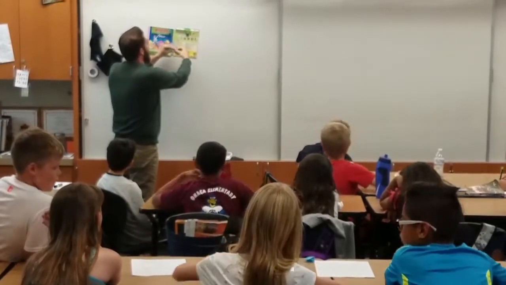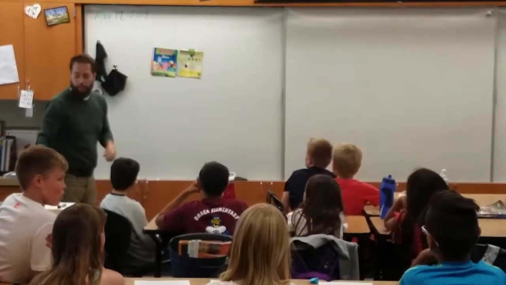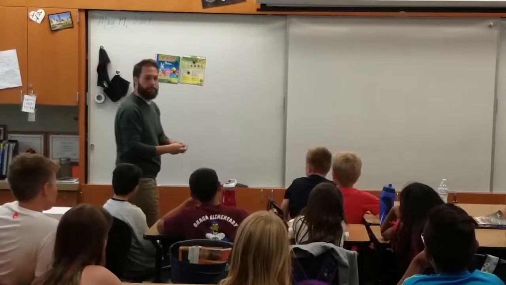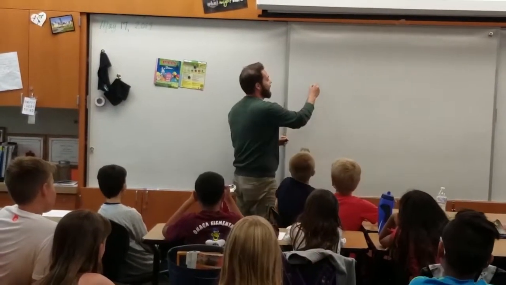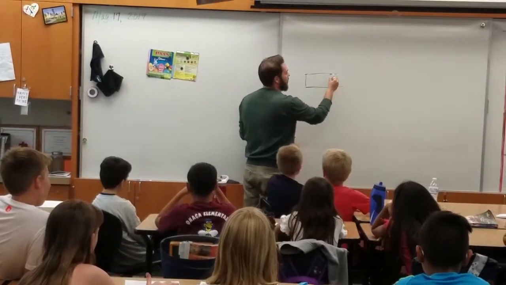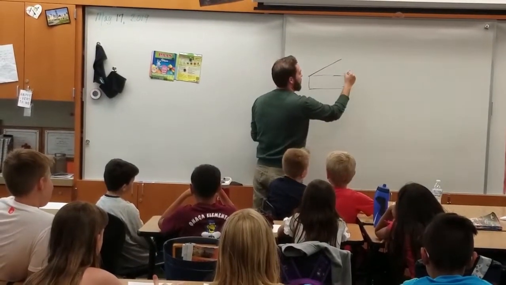When we look at a cereal box, what three-dimensional shape is it? You remember? Sergio, you remember? A rectangular prism. It is. It is a rectangular prism. It looks somewhat similar to this, right?